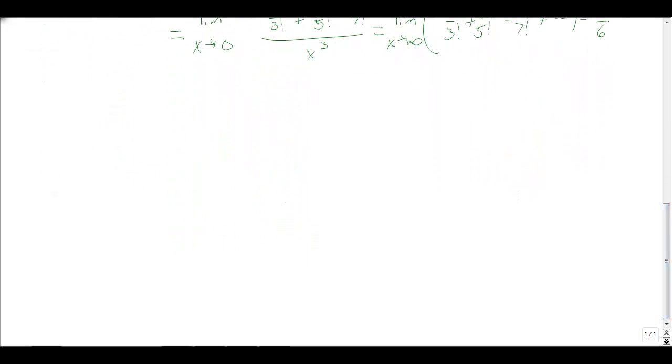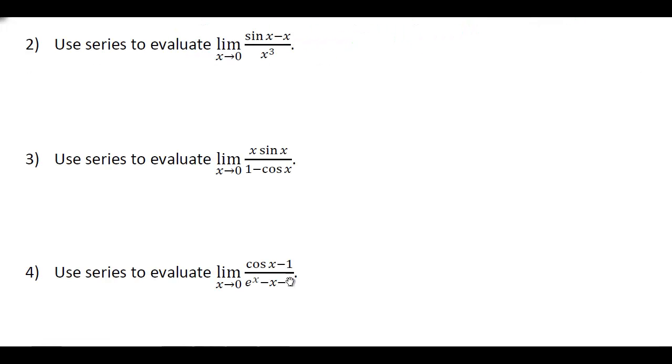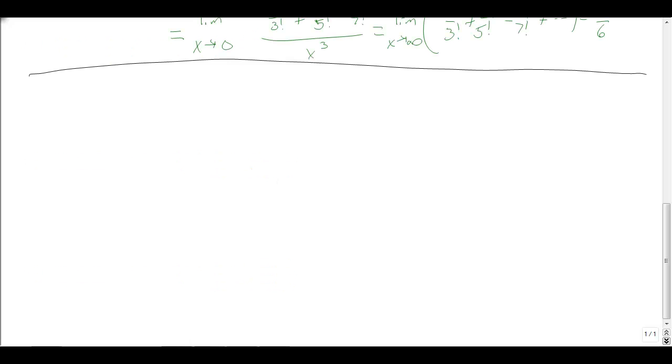So that's really the idea of how we can use power series to avoid L'Hopital's rule. Okay, let's look at number 3. We're going to do the same kind of problem: the limit as x goes to 0 of x times sine x over 1 minus cosine x.